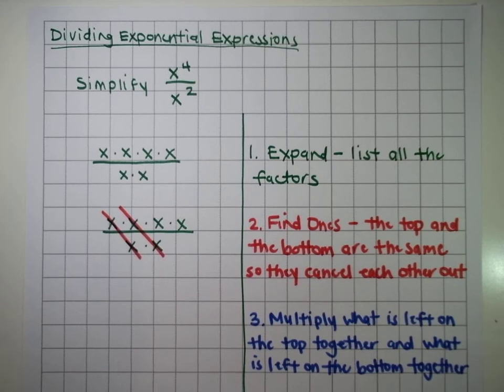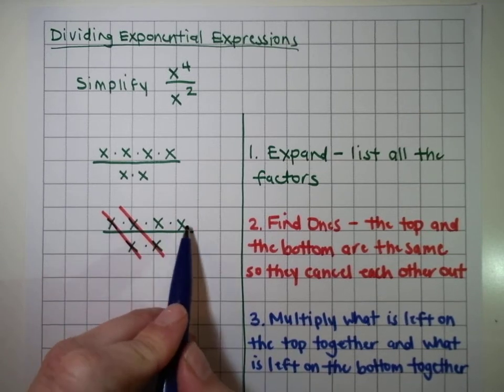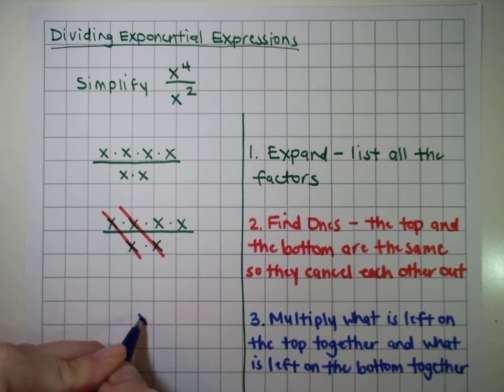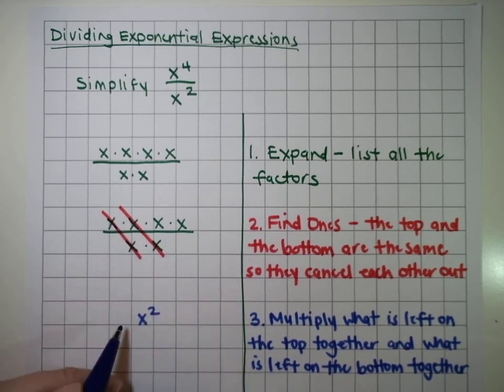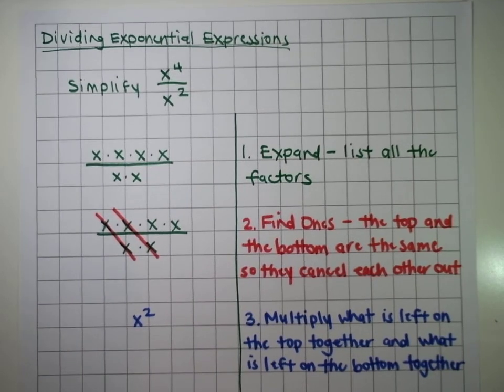And so that's really important, is if it's on the top, it has to stay on the top. And if it's on the bottom, it needs to stay on the bottom. So on the top, all we have is x times x. So x squared would go on the top. And in this case, there's nothing left on the bottom. So our answer is just x squared.